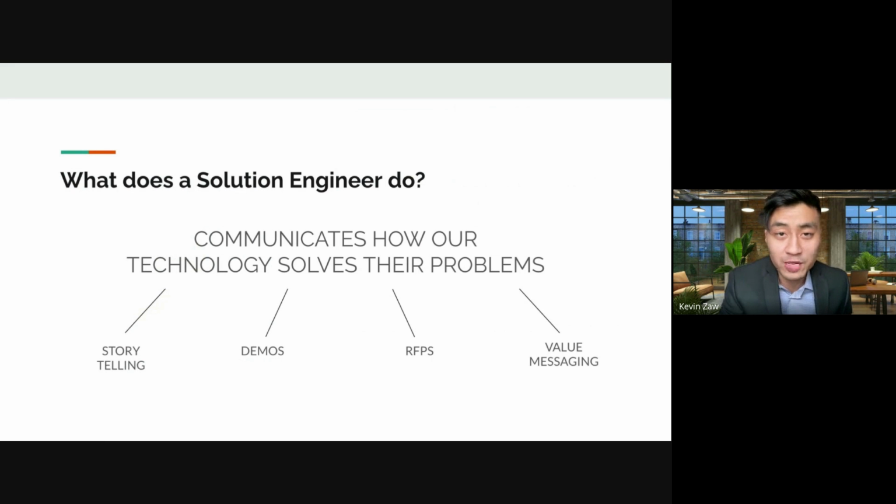A lot of people love the solution engineer role. I've rarely ever seen anyone go into the solution engineer role and ever pivot out of the industry because I love it so much. All right, so what does a solution engineer do?